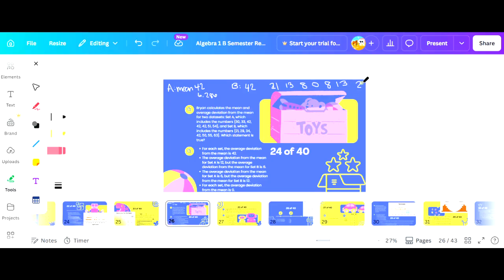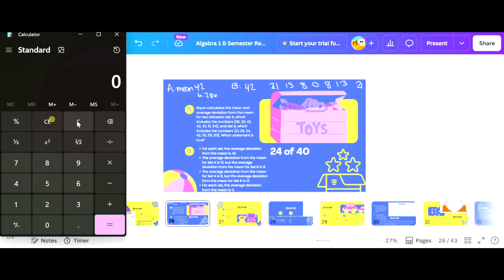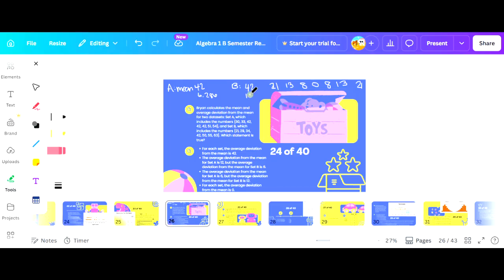Okay, let's add all these together and then divide. We've got 21, 13, 8, 8, 13, 21. Divided by 1, 2, 3, 4, 5, 6, 7. So the average deviation here is 12.